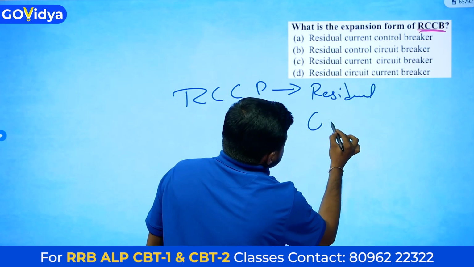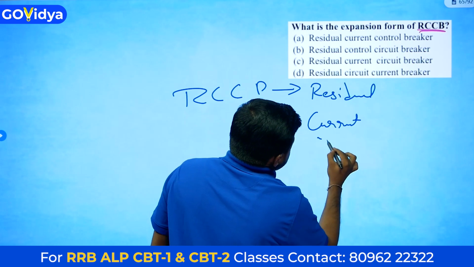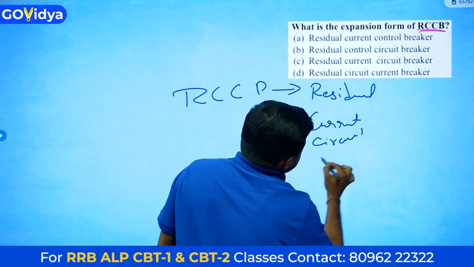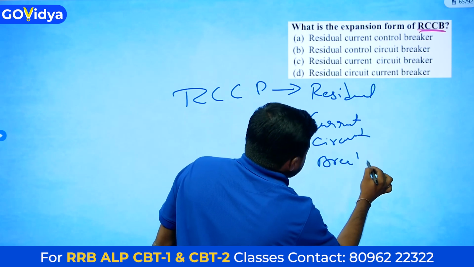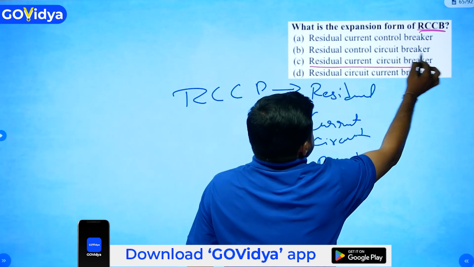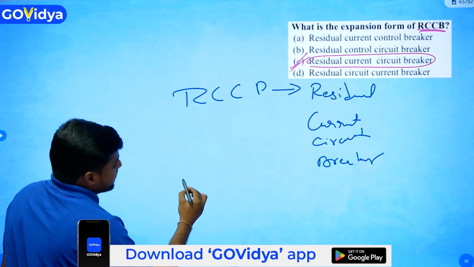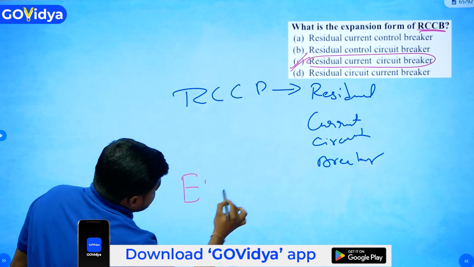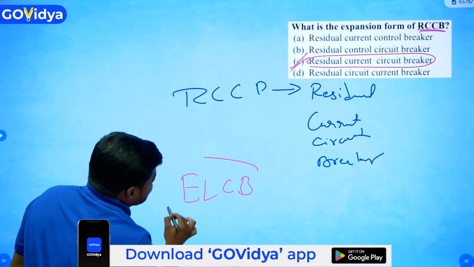Residual current circuit breaker. Okay, from the options, option C is the correct answer. Okay, what is the full form of ELCB?